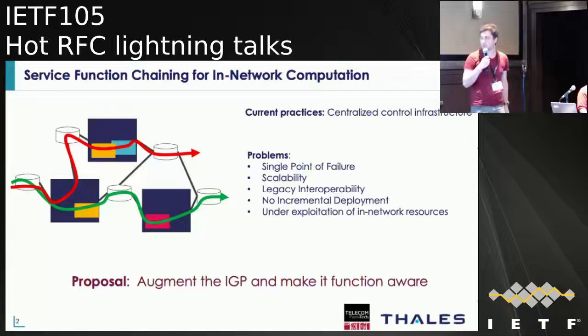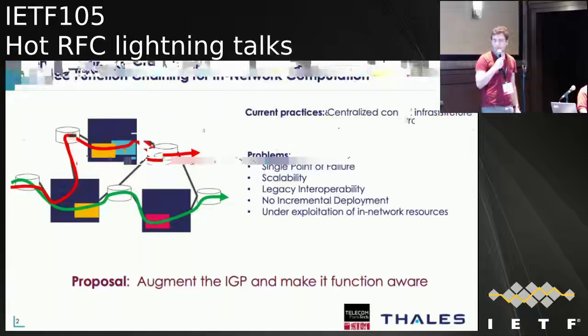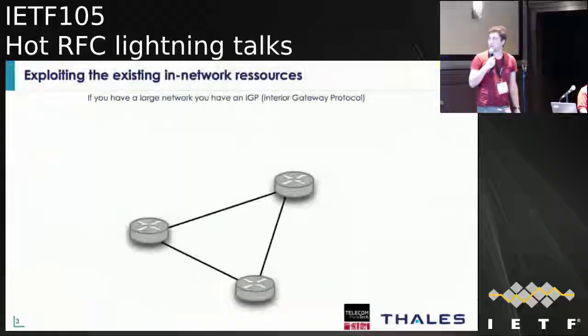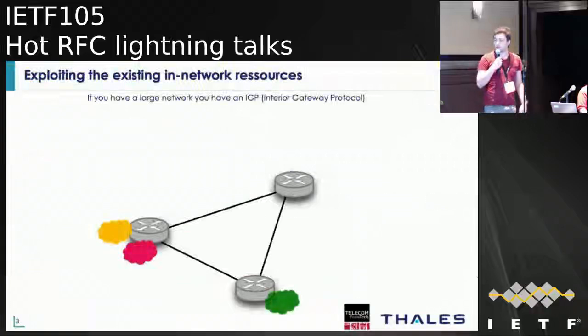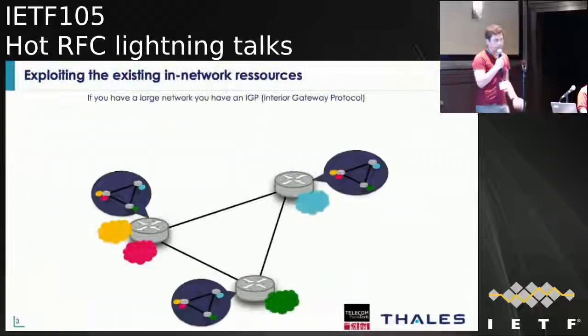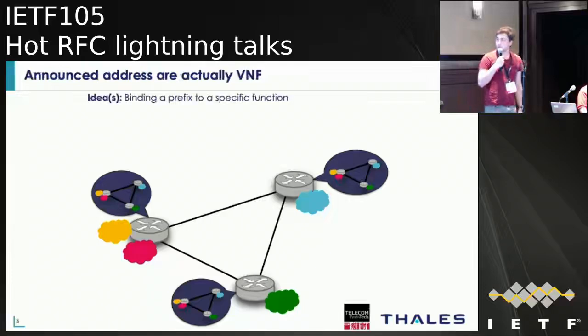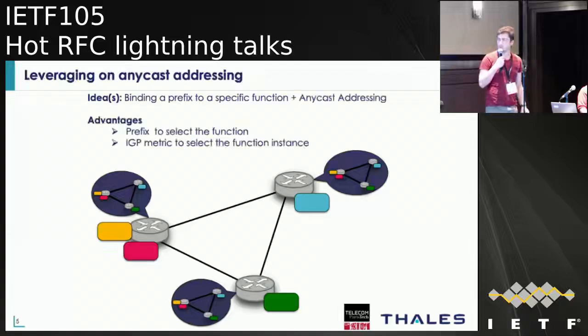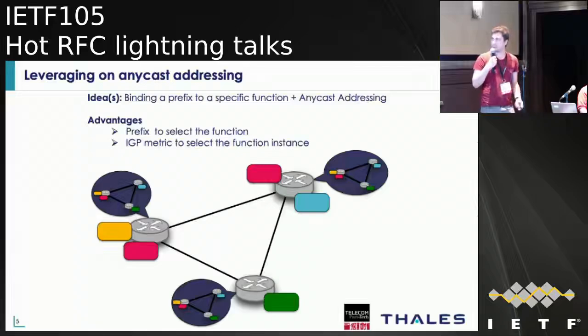So what we propose is to augment classical interior gateway protocols and make them function aware in order to build service function paths. I will quickly remind how an interior gateway protocol functions. You have gateways which are connecting to networks, sharing information, and building a network view, and based on that, they compute routing tables. What we propose is to bind some prefixes to specific functions such as firewall and IDS, allowing us to use the routing protocol to route flows through the functions, and to use anycast and the IGP metric to select the function instance.